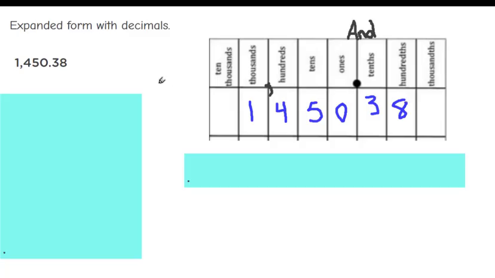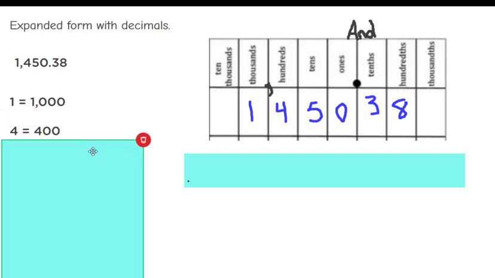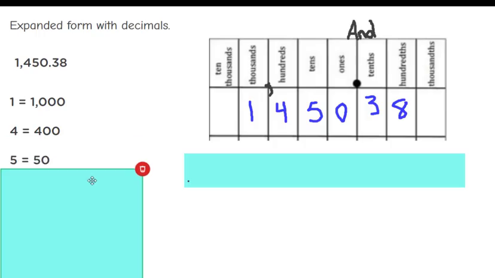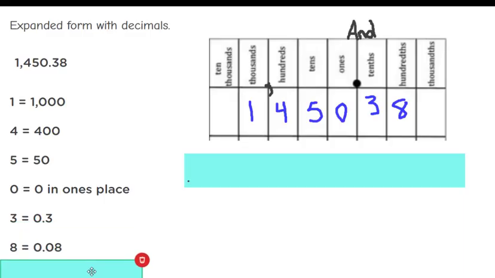Let's break this down and get the value of each digit. We're going to take it from the place value chart. My 1 is worth 1,000. My 4 has a value of 400. My 5 has a value of 50. I'm going to put the 0 there just so I know that I recognized that there's nothing in the ones place. My 3 has a value of 3/10. And my 8 has a value of 8/100. Make sure you put a 0.3, 0.08.